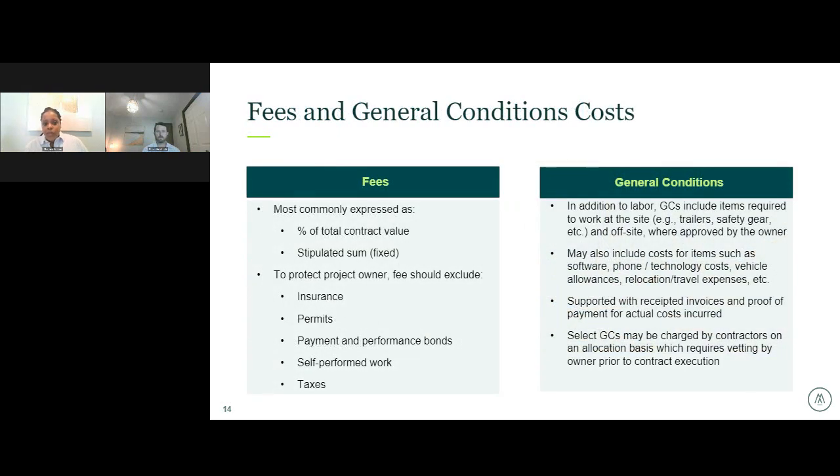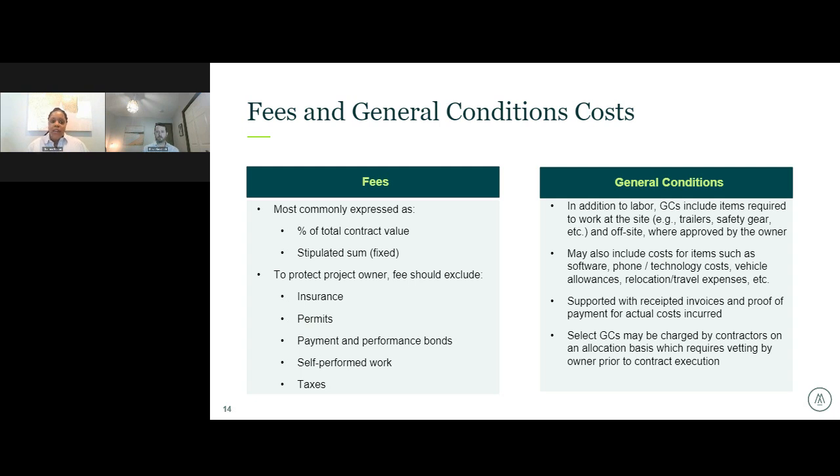So we're going to go through each of these areas pretty quickly because we could talk about it for quite a long time. So fees and general conditions. Fee is typically specified either as a fixed amount or as a percentage of the contract value. From a control standpoint, we like to see fee excluding things like insurance, permits, bonds, taxes, and any additional fee on self-performed work, which we will talk about a little bit more in detail later. So fee for a general contractor or a CM firm, that is their source of profit.